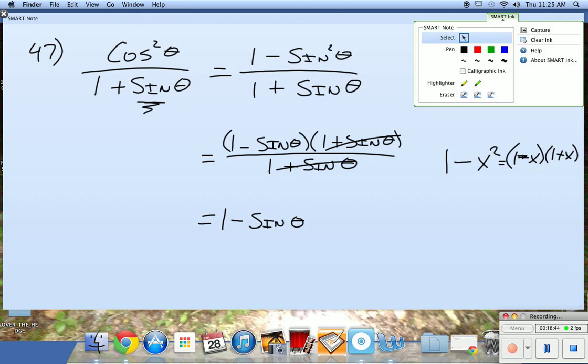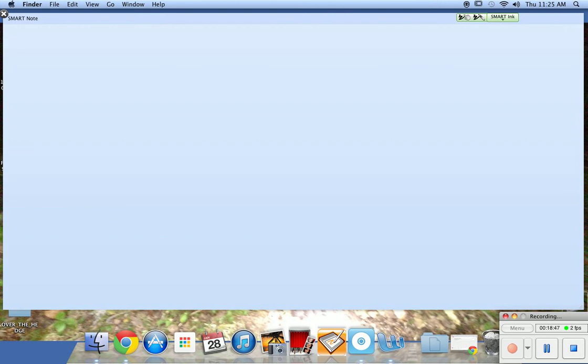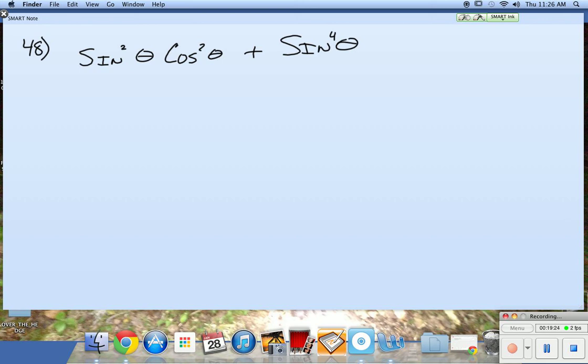All right, let's go on to number 48. Sine squared of theta, cosine squared of theta, plus sine to the 4th of theta. Oh, I did the wrong one. That's number 49. Well, I'm going to do number 49. We'll come back to number 48. I apologize. So this is 49.